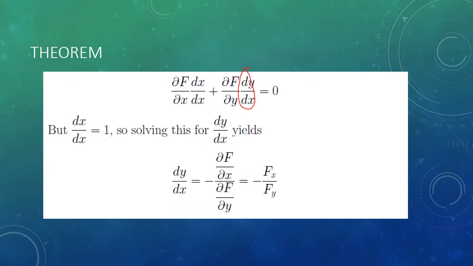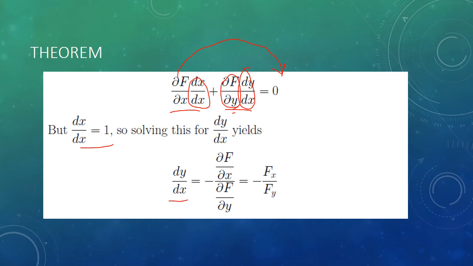The dy dx is the piece that we want, and it turns out this dx dx is actually equal to 1. So I end up with just partial f partial x plus partial f partial y times dy dx equals 0. If I want to solve for dy dx, I'd move this guy to the other side of the equation and then divide by that. So that's exactly what I get.